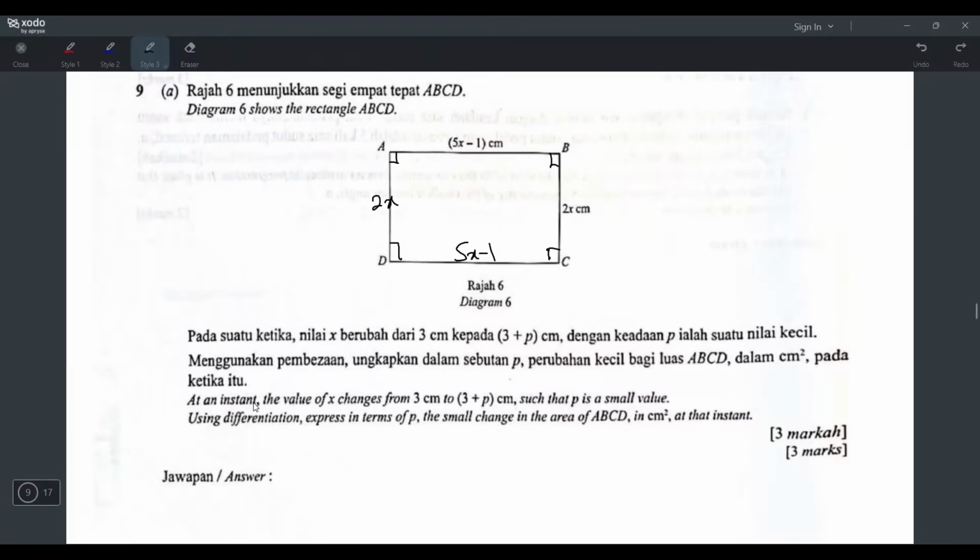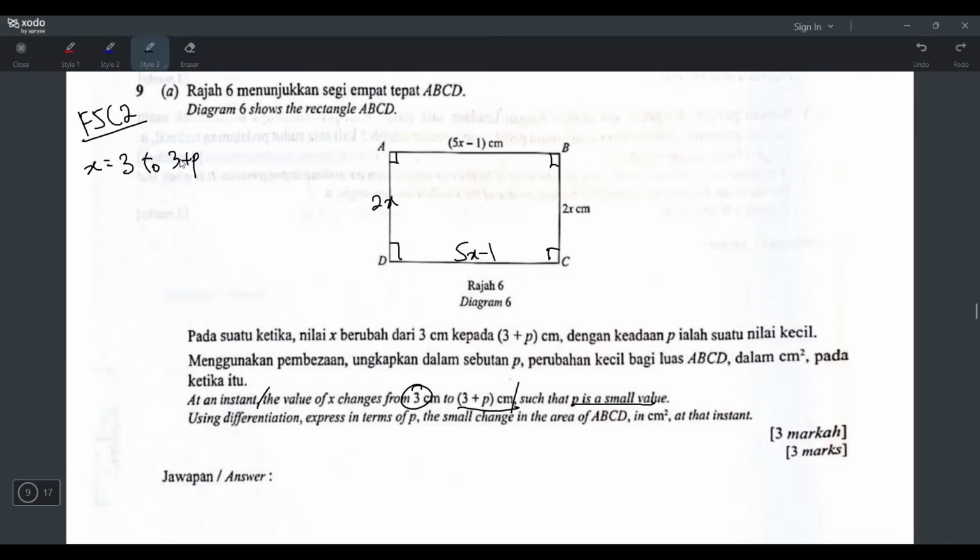At an instant, the value of x changes from 3 to 3 plus p cm such that p is a small value. Okay, I know already which chapter. Form 5 chapter 2, small change, under the differentiation chapter, right? Pembezaan. How I know it is from this line: x changes from 3 to 3 plus p. It means this x, there's a change happening, and it changed from 3 to 3 plus p.